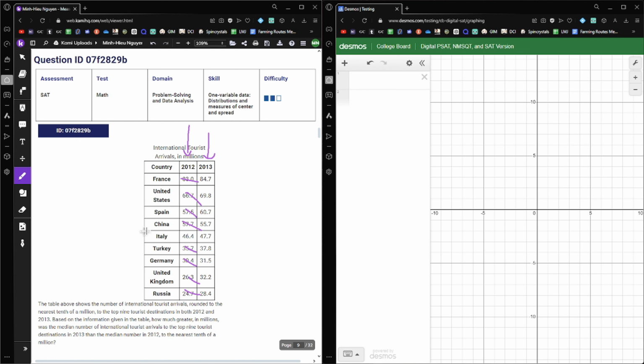Alright, and then we get that our median is going to be this right here, and then we just have to find how much greater it was, so just 47.7 minus 46.4, which is 1.3. So our answer is 1.3.